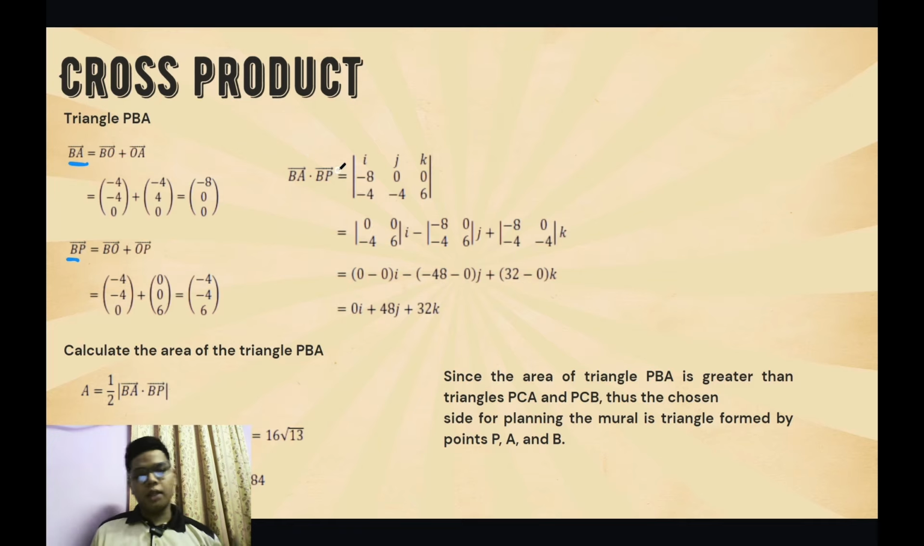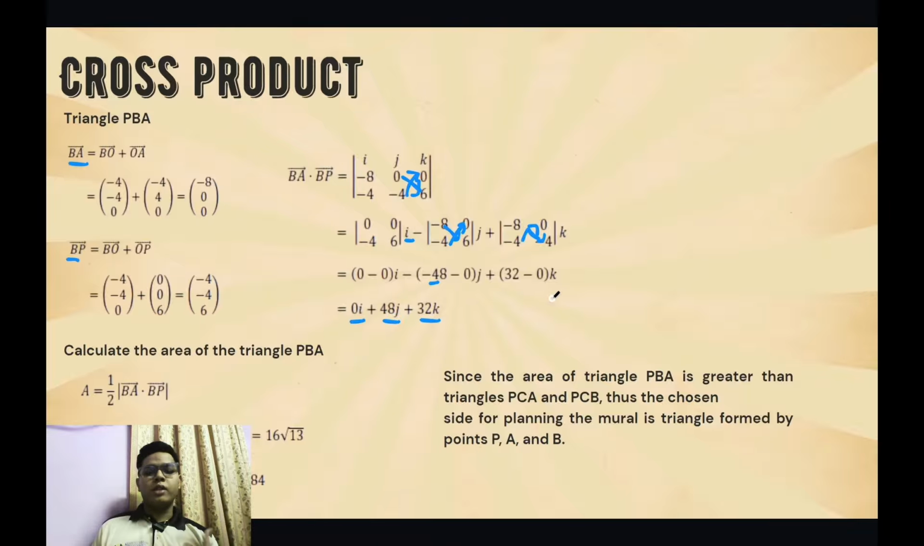So, again, we use the vector product to find i: 0 times 6, negative 4 times 0. We got 0 minus 0. Then negative 8 times 6 first, and then negative 4 times 0. Negative 8 times 6 is negative 48. Negative 4 times 0 is 0. Negative 8 times negative 4 is 32. Negative 4 times 0 is 0. Now we got 0i, 48j, and 32k.